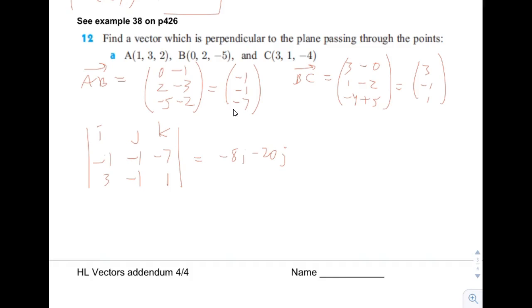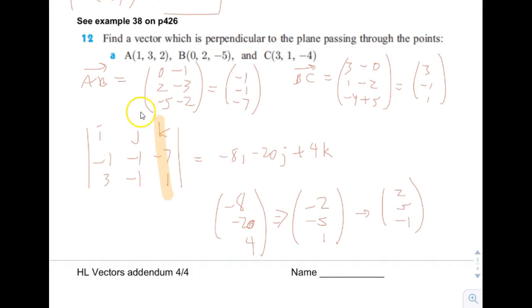And last of all, I'm going to cover up the k column, and I end up with positive 1 minus a negative 3, which is 4, positive 4k. And so this is a vector which is perpendicular to the plane, negative 8, negative 20, and 4. You can see that I could put other possible vectors, like I could reduce this, I could put negative 2, divide everything by 4, right? So negative 2, negative 5, 1. Or I could make it into 2, 5, negative 1. These are all possible answers because they're all parallel to each other, which means they would be perpendicular to both of the vectors.